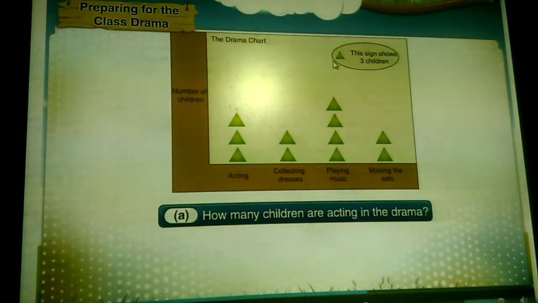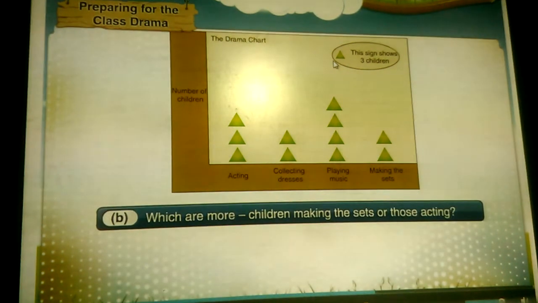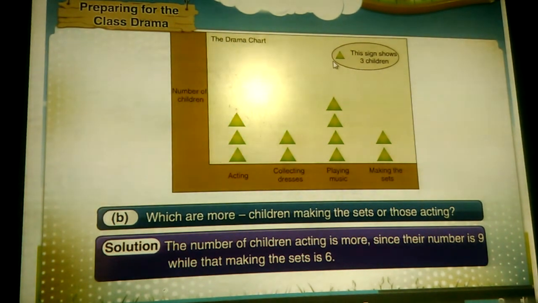How many children are acting in the drama? Solution. For acting, 3 triangles are drawn. 1 triangle means 3 children. Therefore, 3 triangles mean 9 children. Hence, 9 children are acting in the drama. B. Which are more? Children making the sets or those acting? Solution. The number of children acting is more since their number is 9, while that making the sets is 6.